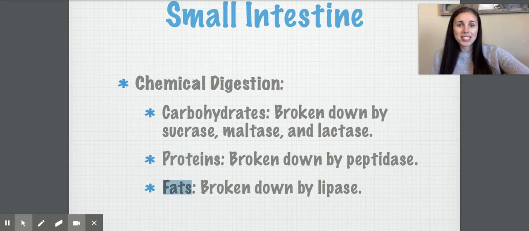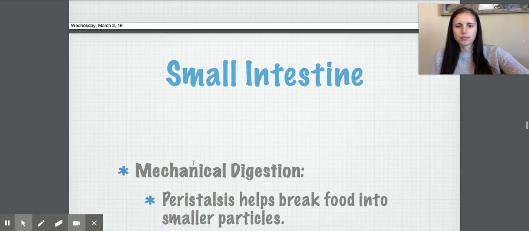So remember how I said the small intestine does a lot of digestion? That's because it breaks down all 3 nutrients. It breaks down carbs, it breaks down proteins, and it breaks down fats. Remember, carbs started being broken down in the mouth. Proteins started being broken down in the stomach, and we actually haven't broken down fats at all yet. So all types of enzymes are present in the small intestine to help break down all 3 nutrients.